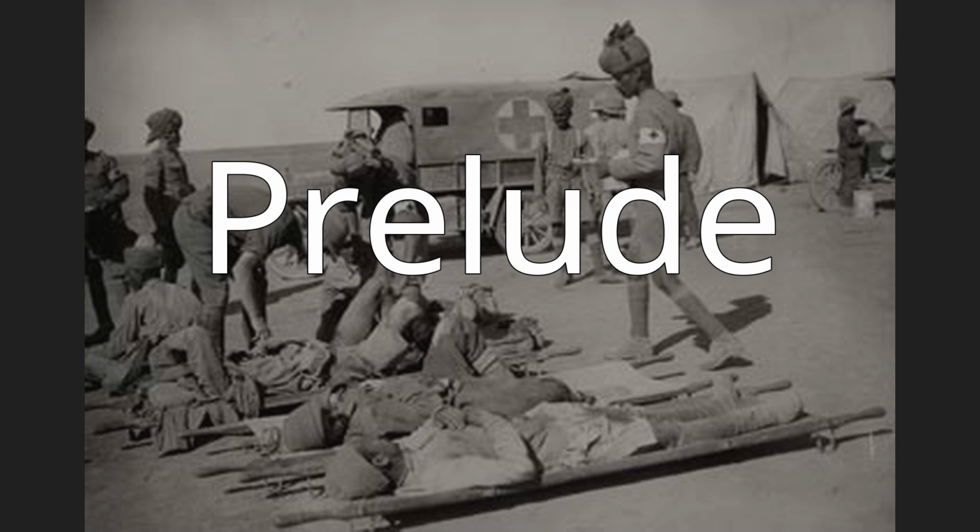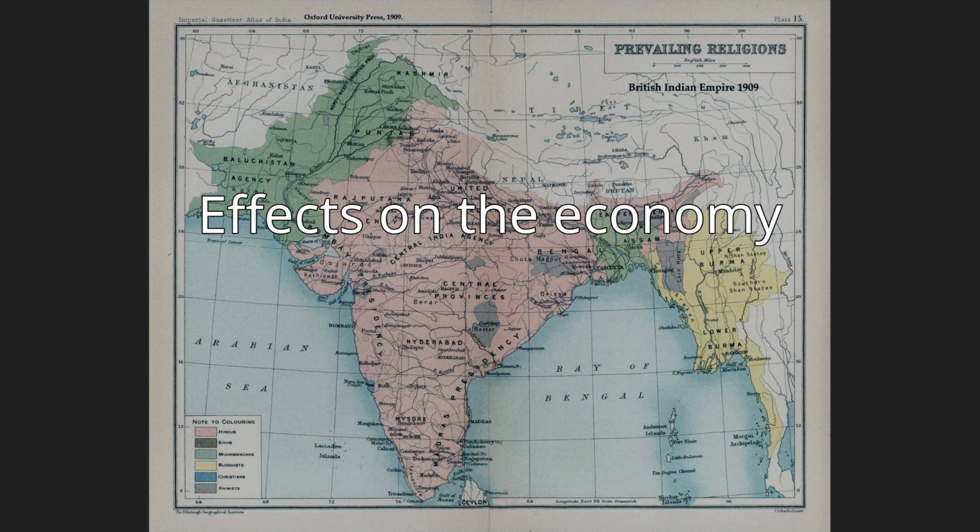Prelude. Effects on the economy. In the later half of the 19th century, both the direct administration of India by the British Crown and the technological change ushered in by the Industrial Revolution had the effect of closely intertwining the economies of India and Great Britain. In fact, many of the major changes in transport and communications that are typically associated with Crown rule of India had already begun before the Mutiny.